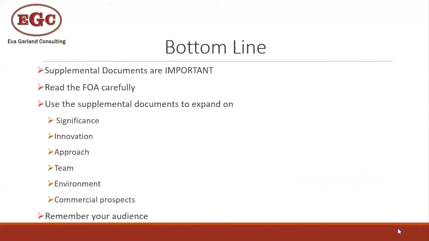Now, the bottom line is that supplemental documents are important. You should read the FOA carefully, as the details vary from agency to agency and sometimes from year to year, and give the reviewers exactly what is asked for in the FOA. Lastly, you can use your supplemental documents to expand on multiple different impact areas of your proposal, including significance, innovation, approach, team, environment, and commercial prospects. Lastly, remember to focus on your audience and use the supplemental documents to tailor the tone of the proposal to reach your intended audience within the specific granting agency.